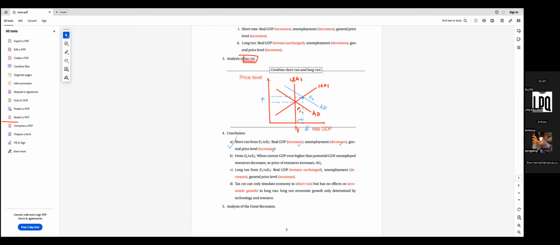Because by definition, potential GDP indicates the maximum production ability in your country, assuming you use up all the resources and the best technology. Under these two conditions, potential GDP represents the maximum production ability in your country. But now the current GDP is even higher than potential GDP.